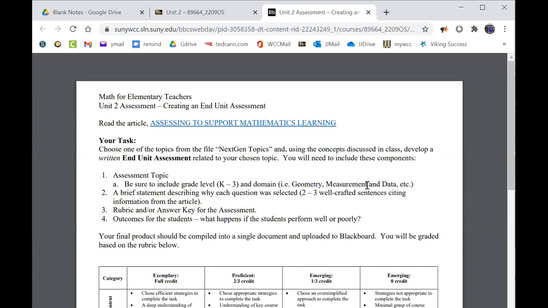A rubric and/or an answer key for the assessment. If it's a traditional test, then an answer key with an indication of what would lose credit and what would gain credit would be important. Outcomes for the students: what happens if the students perform well or poorly. Right? So those are things that you want to keep in mind.